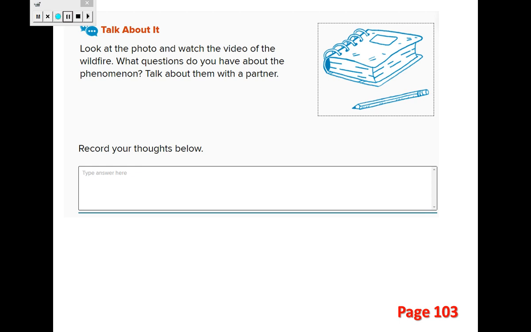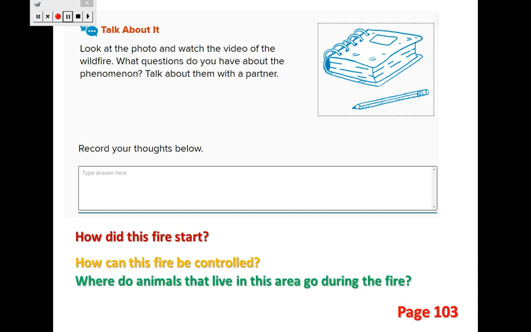Questions could be, I will give you a hint. How did this fire start? How can this fire be controlled? Where do animals that live in this area go during the fire? Were humans involved in starting this fire?